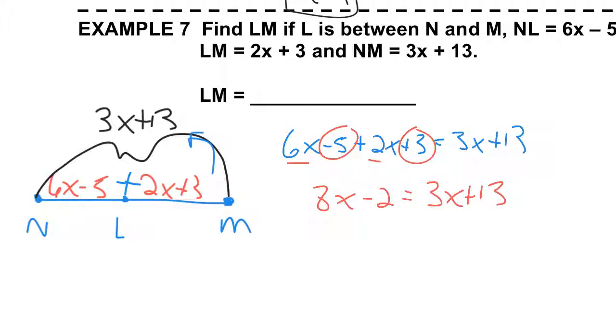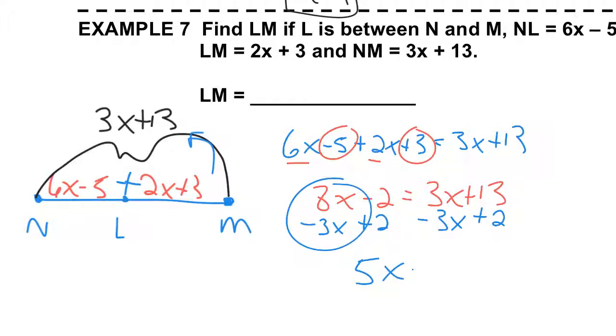Guys, I'm going to do 2 steps at once here. If this bothers you, I'm sorry. I'm going to subtract 3x from both sides, but at the same time, I'm going to add 2. This should clean it up for us. That gives us 5x. Those will cancel, it gives us 15. We divide by 5, so x is 3.